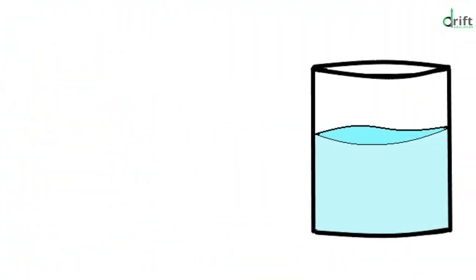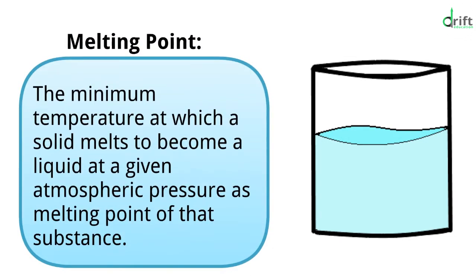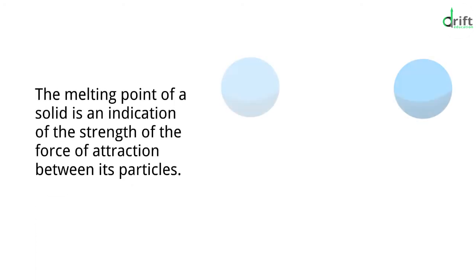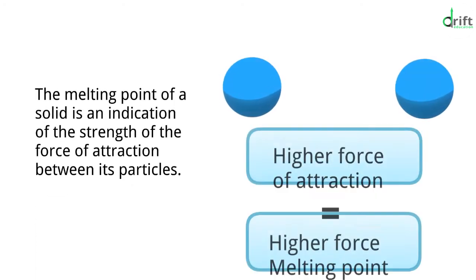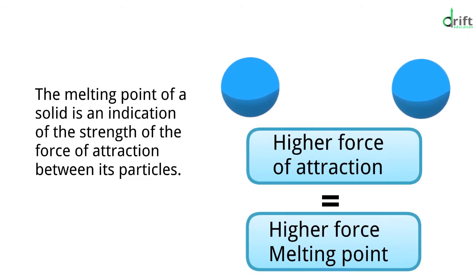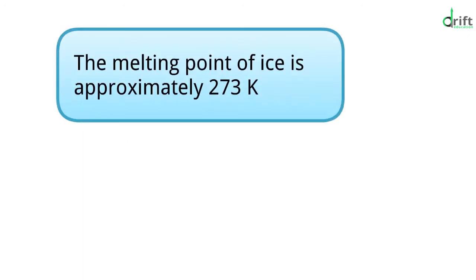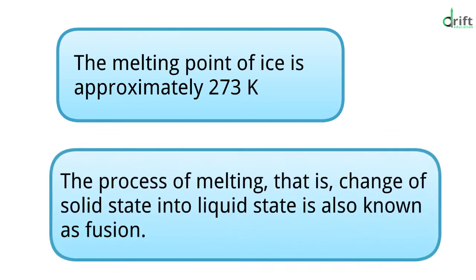In general, we call the minimum temperature at which a solid melts to become a liquid at a given atmospheric pressure the melting point of that substance. The melting point of a solid is an indication of the strength of the forces of attraction between its particles. The melting point of ice is approximately 0 degrees Celsius or 273 Kelvin. The process of melting, that is, change of solid state into liquid state, is known as fusion.